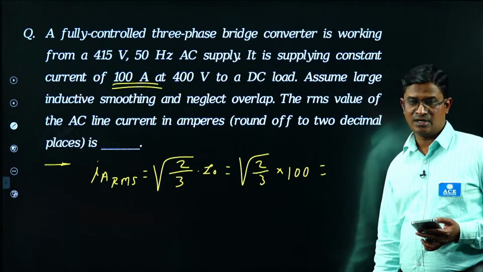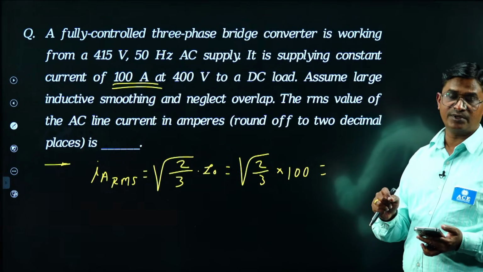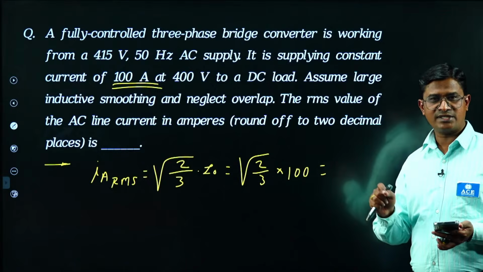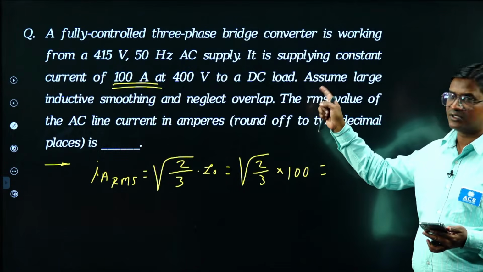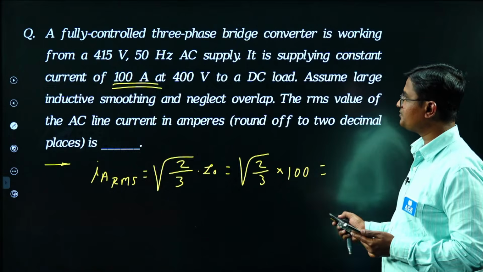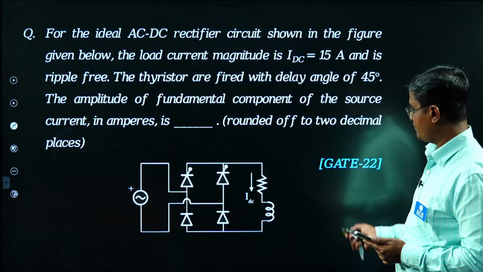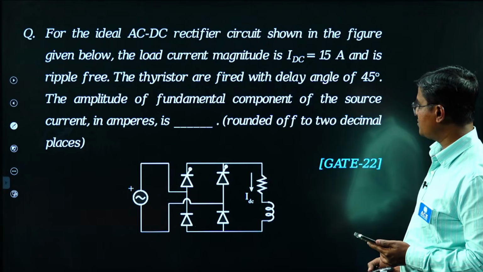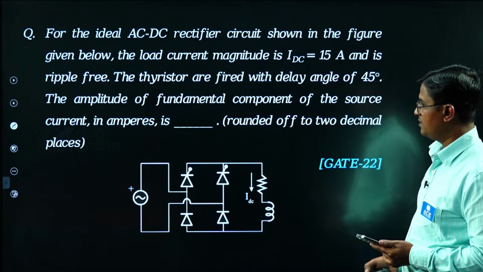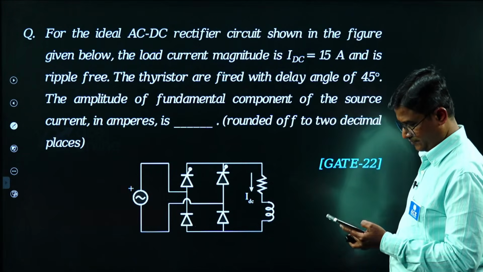But this type of question they have asked. So the IRMS expression is important. IT average and IT RMS expressions are important, specifically for 3-phase and highly inductive load. Yes, next. This question is from GATE 22, based on a single phase semi-converter.